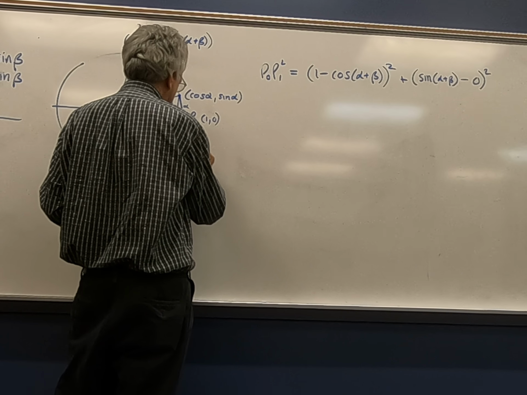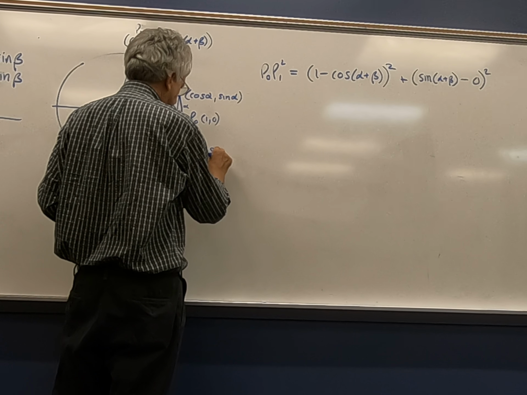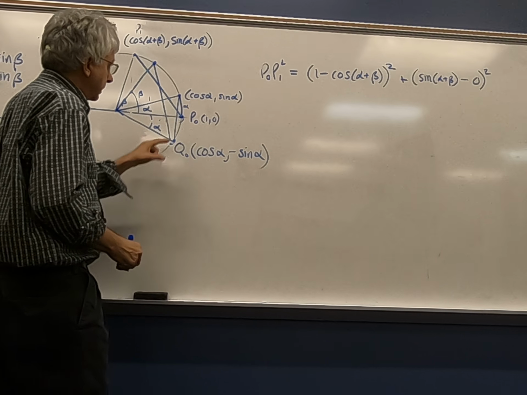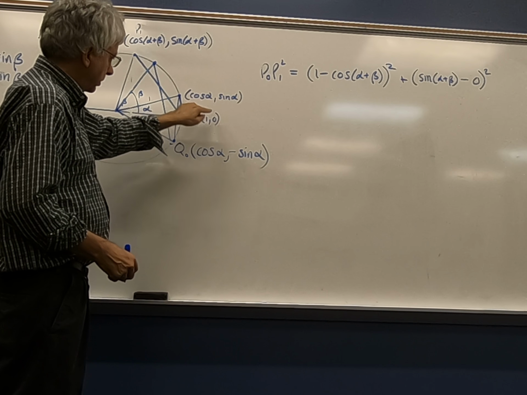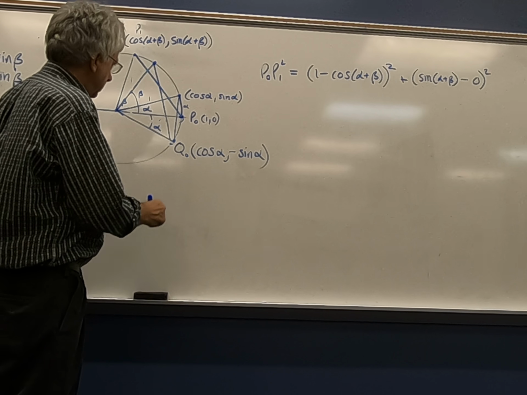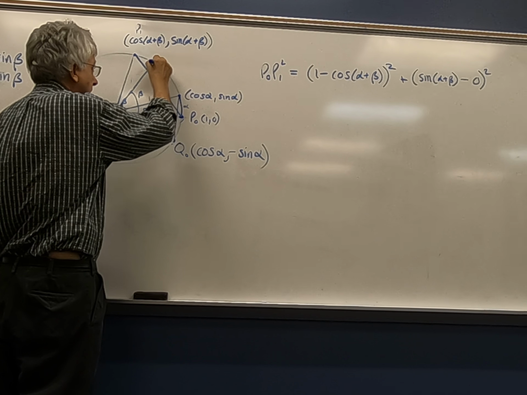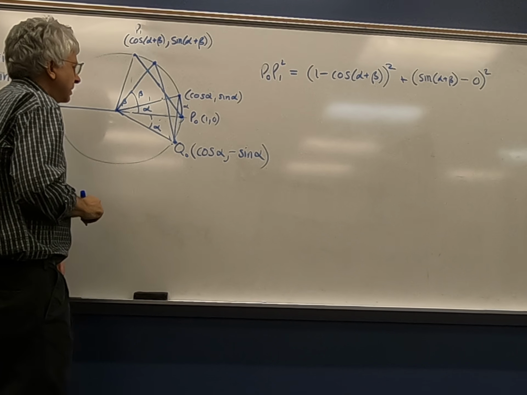So this is going to have coordinates: the x coordinate is the same, and the y coordinate is going to be opposite. Right, so that's the reflection of this point across the x-axis. See if I can connect these more readily like so.